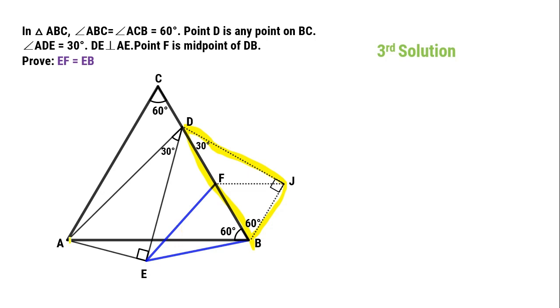Triangle BJD is similar to triangle AED. We get DJ over DB equals DE over DA.